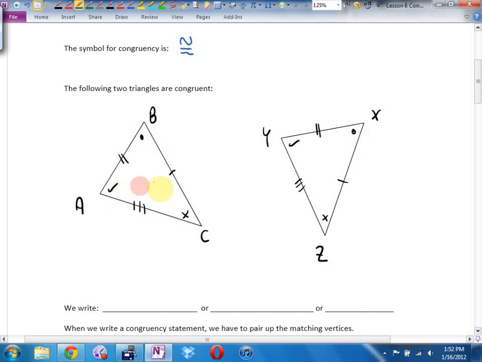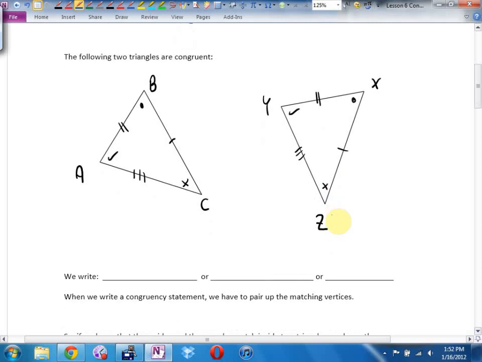We would write this. Triangle ABC congruent, so an equal sign with a little curly capital N on top. And then once I write out the first triangle, I have to be careful with the order of the second triangle. I have to match up the pairs. A, what does A match up with in the second triangle? What does B match up with in the second triangle? X. And what does C match up with? Z.